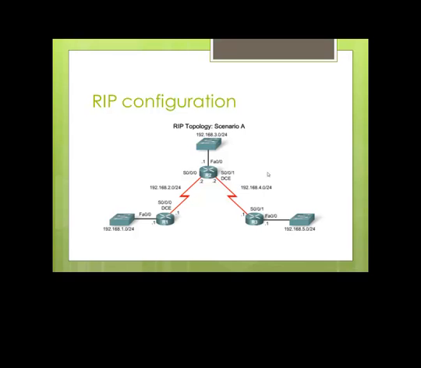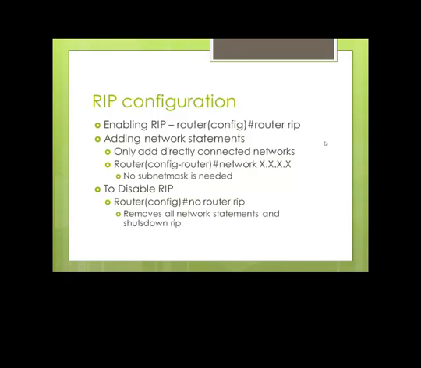In the next few slides, I'm going to be referring to this topology. We have a standard three-router setup with a contiguous IP addressing scheme, the 192.168 with /24s all the way around. To enable RIP, we go into global configuration and type router rip. That will change our prompt to router config-router. What we do is add only the directly connected networks with the network statement. No subnet mask is needed when we type in those network statements, and again, it's only the directly connected networks. If you ever need to disable RIP, you go to global configuration and type no router rip. This will remove all network statements and shut down the RIP routing process.